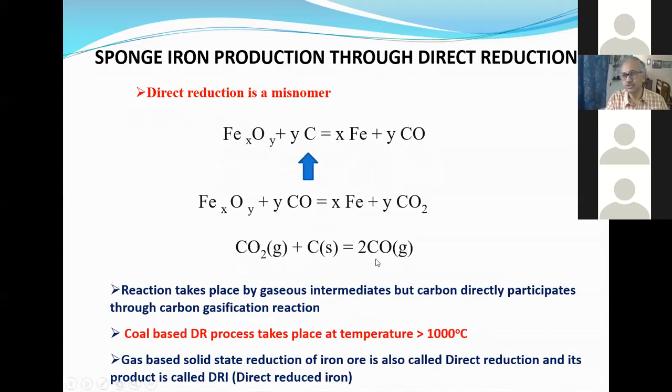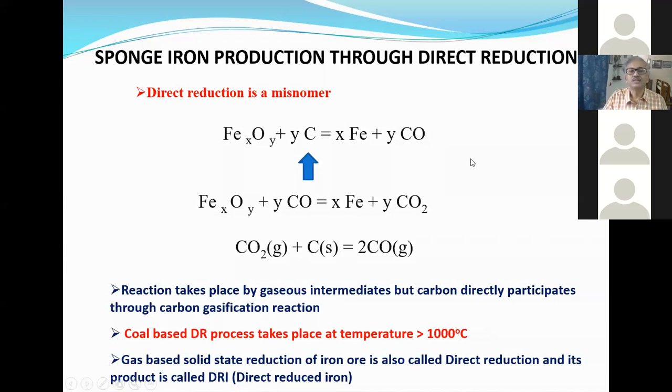There is in situ CO generation. And if you combine these reactions, you can get this overall reaction. So as if the carbon directly participates in the reduction process through the carbon gasification reaction. Okay. So this is a high temperature process, basically around 1000 degrees centigrade you can do it.